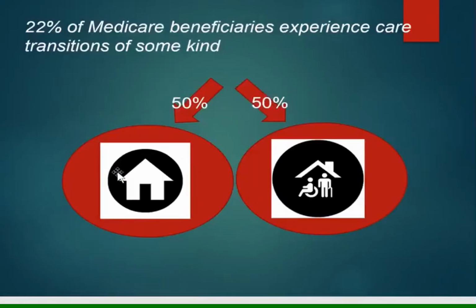So it turns out that about 1 out of 5 Medicare beneficiaries will experience care transitions of some kind. So here you can just see the 50-50 split of those who do have some sort of transitions. Half of these individuals will go home. The other half may end up in skilled nursing facilities, which then again is split into another 50-50 distribution, where half of those individuals will go back home after short-term stays, and the other half end up becoming permanent residents in long-term care.